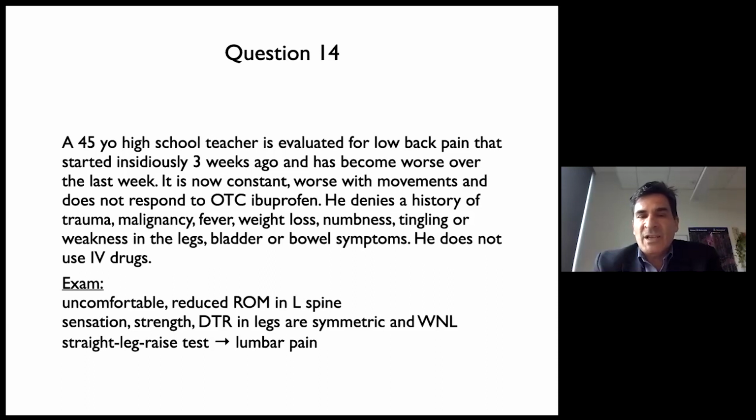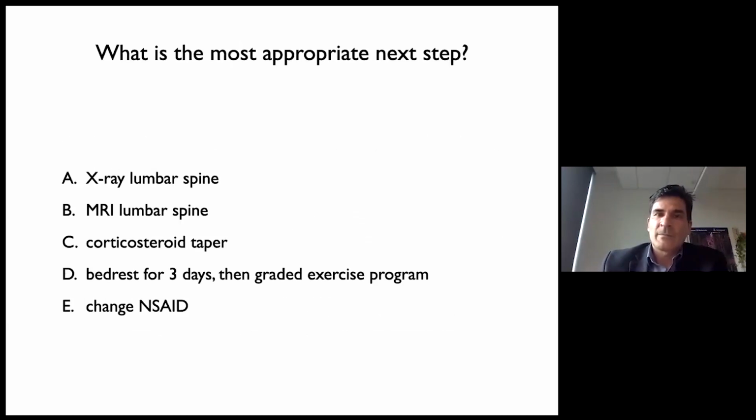On exam, the patient is very uncomfortable and there is reduced range of motion in the lumbar spine. Sensation, strength, and deep tendon reflexes in the legs are symmetric and within normal limits. The straight leg raise test produces lumbar pain. What is the most appropriate next step? A, obtain an X-ray of the lumbar spine. B, order an MRI of the lumbar spine. C, prescribe a corticosteroid taper. D, prescribe bed rest for 3 days followed by a graded exercise program. Or E, change the NSAID. And the correct answer is E, change the NSAID.